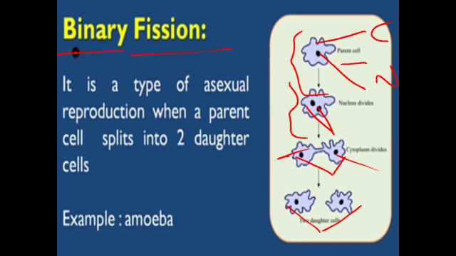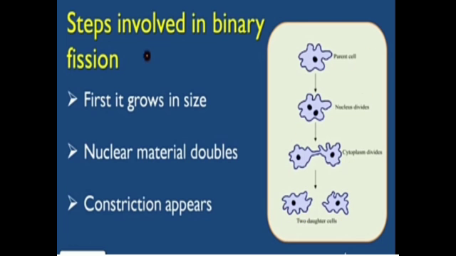Apart from budding and binary fission, there is also another method by which a single parent reproduces young ones, that you will study in your higher classes. Till here, budding and binary fission. Budding is in Hydra, binary fission is undergone in amoeba. These are the two processes which you have learnt in asexual reproduction.